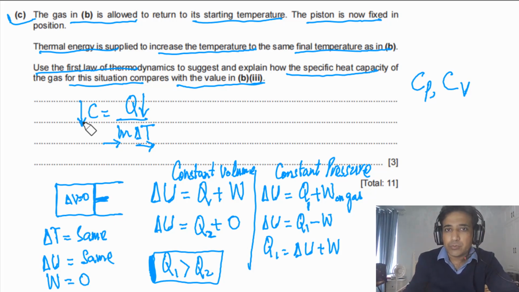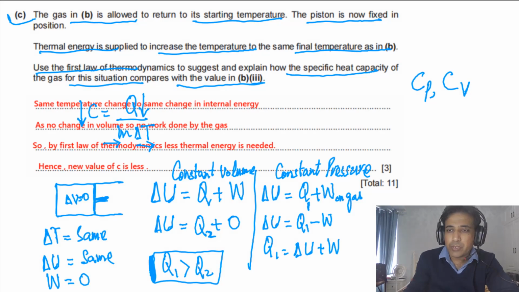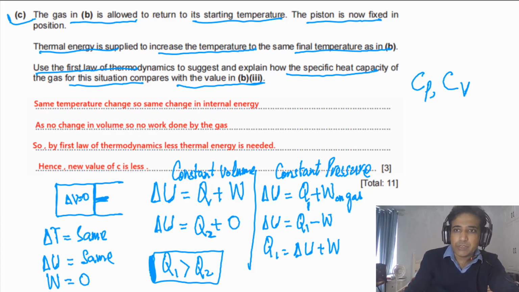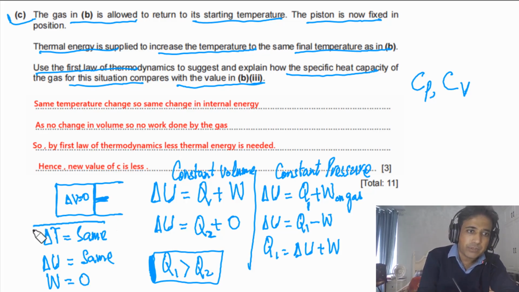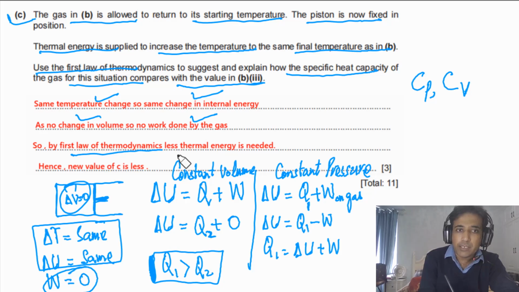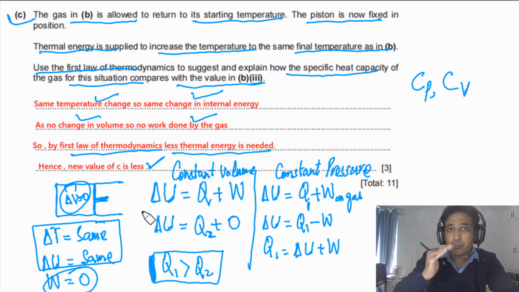Now let's try to write down the answer. In the answer we can mention these points. So this is what we have to mention in the answer. Same temperature change, so it means the same change in internal energy, as we have mentioned here. As no change in volume, work done is equal to 0. By first law of thermodynamics, less thermal energy is needed, so Q2 is lower than Q1, so the new value of C is smaller than the previous value.